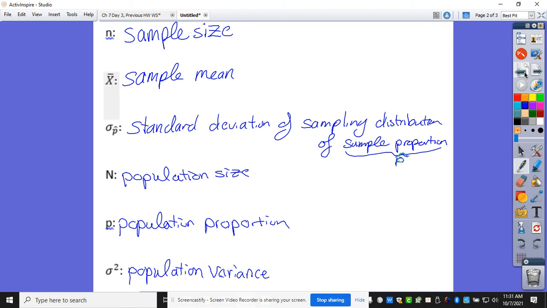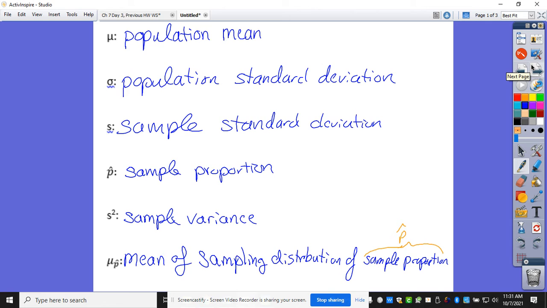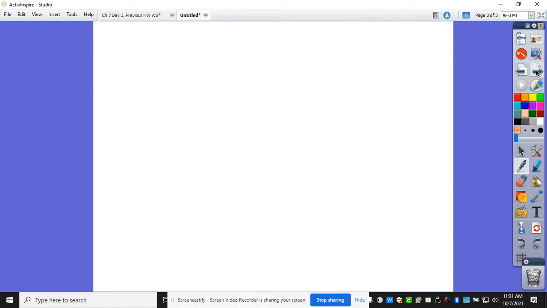So again, like I just said, anything that says the word sample first is a statistic. Anything that says the word population first is a parameter. I have a problem in front of me. Hey, go on to the next slide.